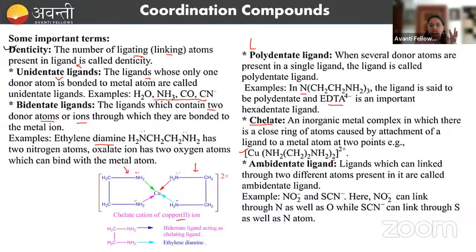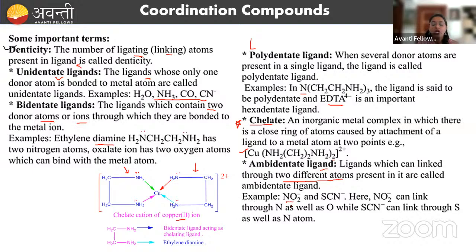Okay, it is known as a chelate, and these chelates are more stable as compared to the normal complexes. That is very, very important. Chelates are more stable than the formation of normal complexes. Chelating complexes are more stable. Next, ambidentate ligand. What is the meaning of ambidentate ligand? So ligands which can link through 2 different atoms present in it are called ambidentate ligands.